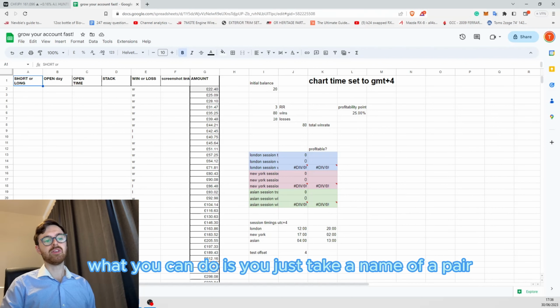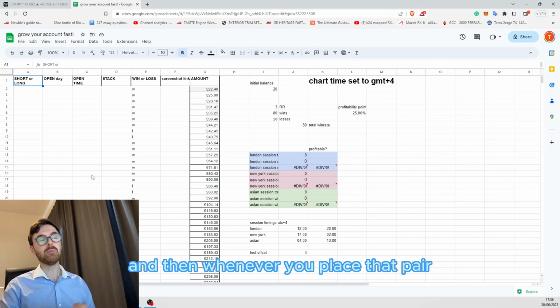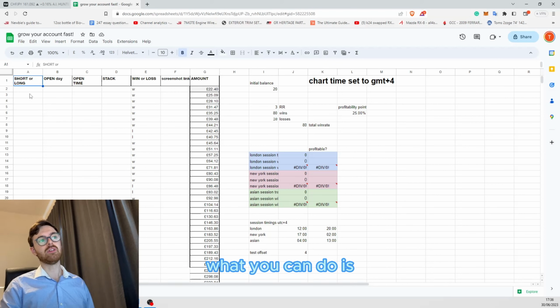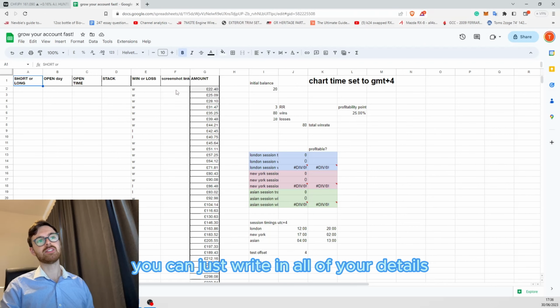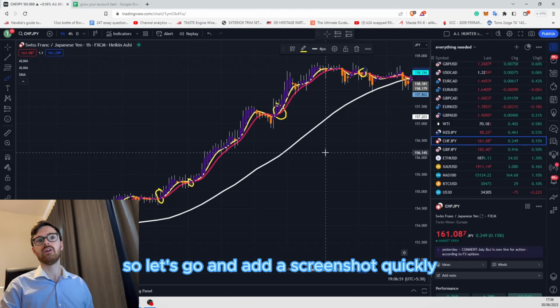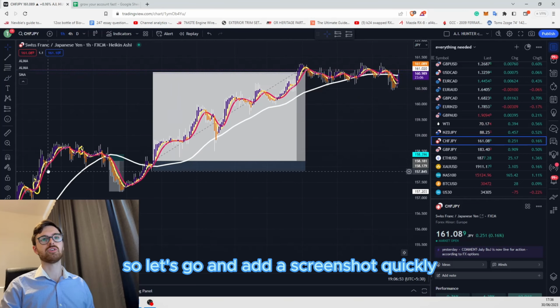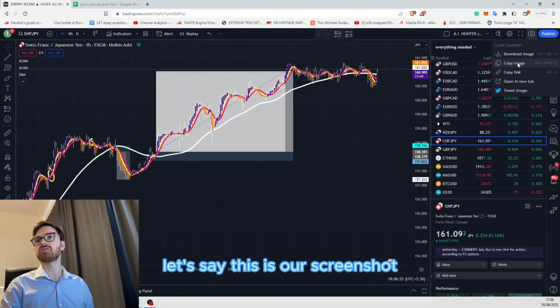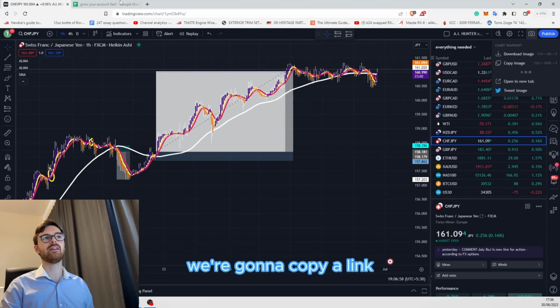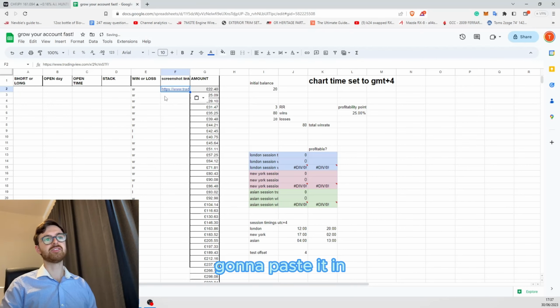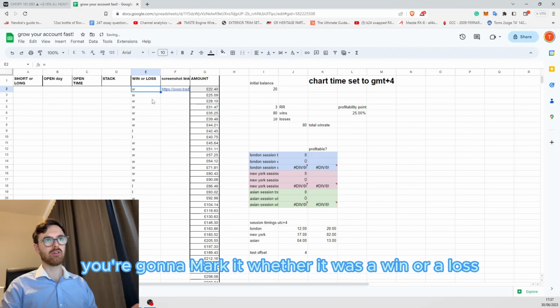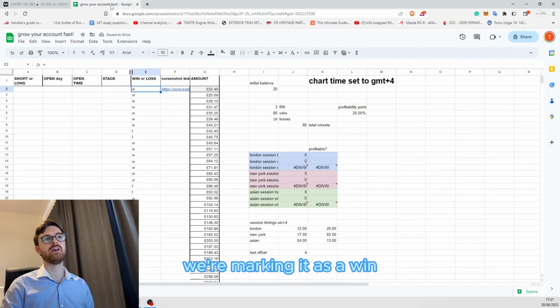Now, with this, what you can do is you just take a name of a pair, and then whenever you place that pair, you can just write in all of your details. So you can add your screenshot. Let's go and add a screenshot quickly. Let's say this is our screenshot. We're going to copy a link. We're going to paste it in. You're going to mark it whether it was a win or a loss. In this case, we're marking it as a win.